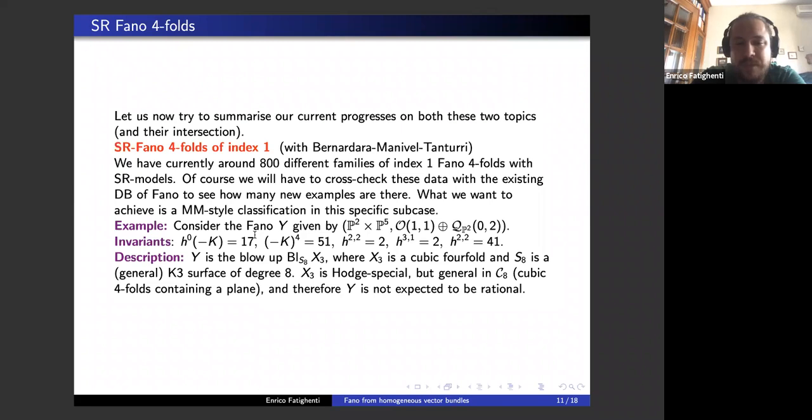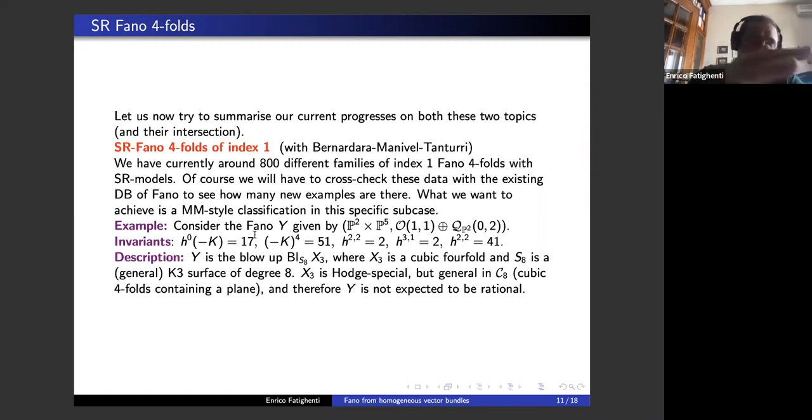And so you understand that you have a certain number of canonical sections, you understand the volume, and you understand this Hodge structure. So what we want to understand is what are these varieties in general, and we did describe this guy here basically as the blow-up of a cubic fourfold in a general K3 surface of degree 8. So of course, a cubic fourfold containing a K3 surface of degree 8 cannot be general. So in fact, it is Hodge special, but we can show that it is general in C8, which is the divisor of cubic fourfolds containing a plane. And in particular, this Y is not expected to be rational.